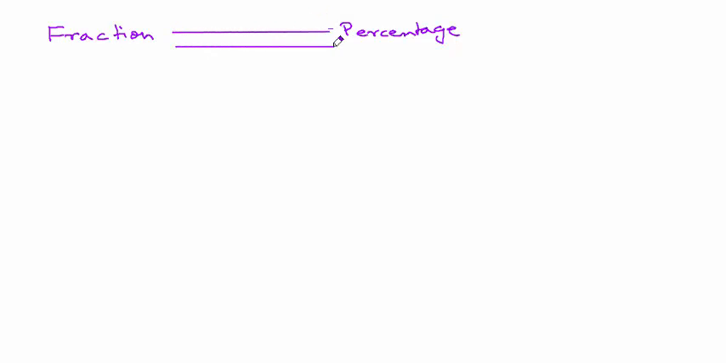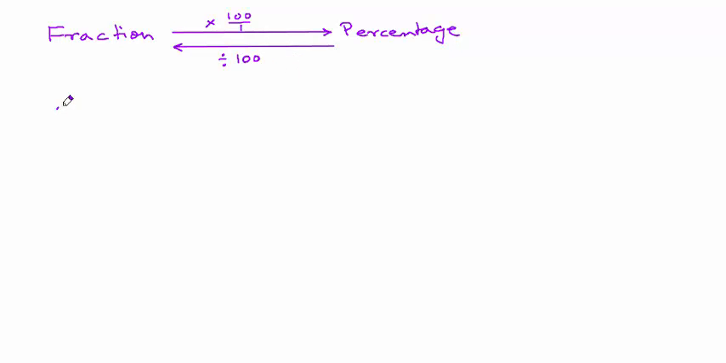Let's now talk about changing a fraction to a percentage, and also the other way around, percentage to fraction. To change a fraction to a percentage, multiply the fraction with 100 over 1 and simplify. And to change a percentage to a fraction, divide the percentage with 100, write it as over 100 and then simplify. Let's look at a few examples.